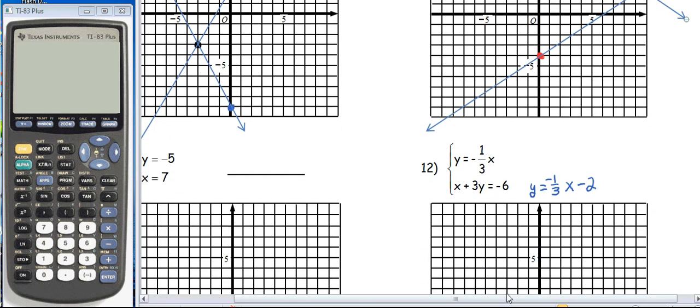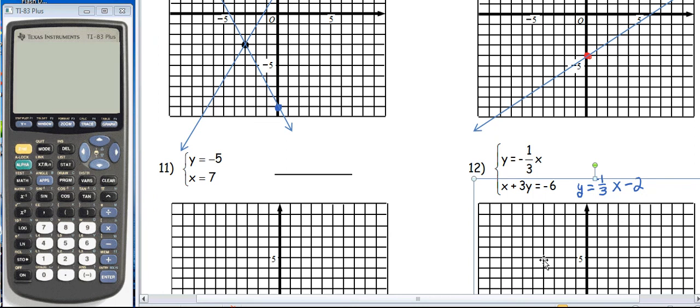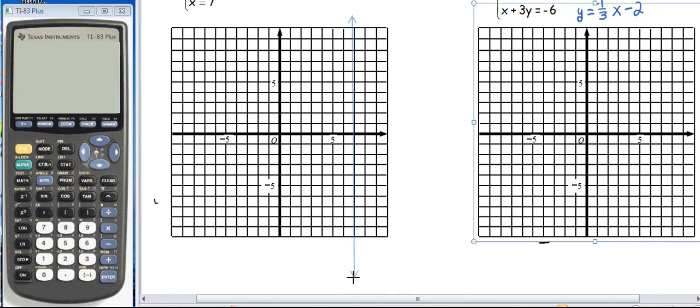Let me go through. I'll do one more for you. Okay. Now we cannot put an x equals into our calculator. So we just have to know that x equals 7. So I can draw my line. X equals 7. So I'm going to come over here to 7. I'm going to draw my line right there. Because anywhere on that line, I'm going to straighten it up here. Of course, if you're using a ruler or other suitable straight edge, you won't have to straighten it up.